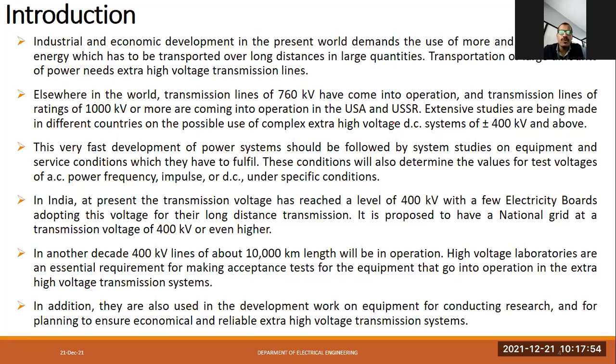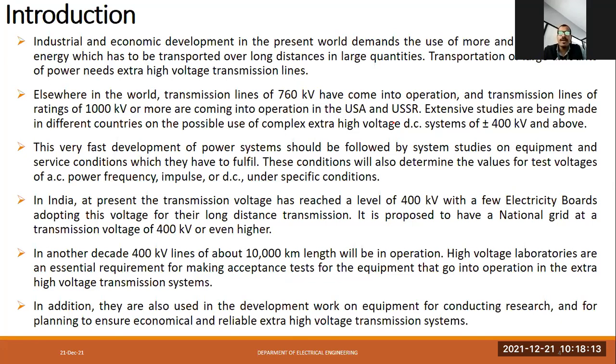Suppose, as we know, electricity is generated at one place. Here we can say Parali, which is located in the Beed district of Maharashtra. From Beed, we have to transport that electricity towards Pandharpur, Solapur, Karad, and Vita. That is again in a large quantity.